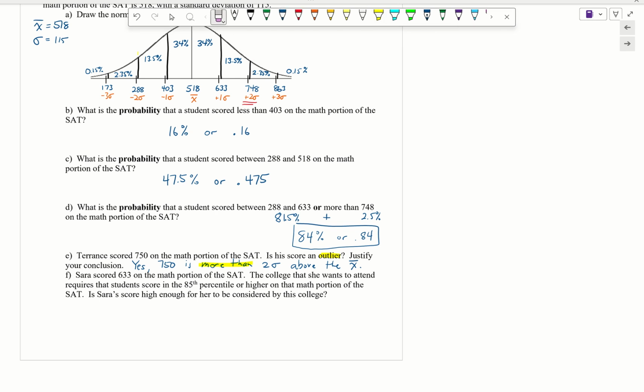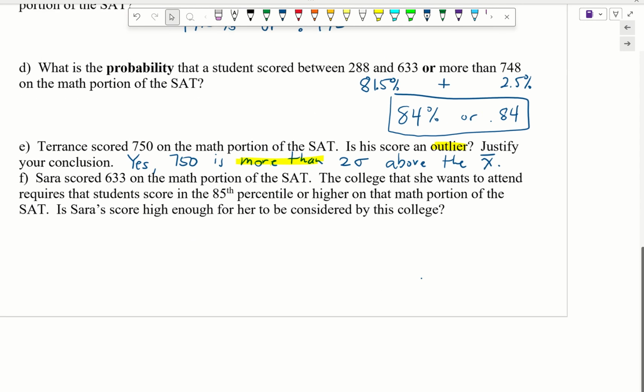All right. And then if we go ahead and we take a look at the last question here, we have Sarah scored 633 on the math portion of the SAT. The college that she wants to attend requires that students score in the 85th percentile or higher on the math portion of the SAT. Is Sarah's score high enough for her to be considered by this college?